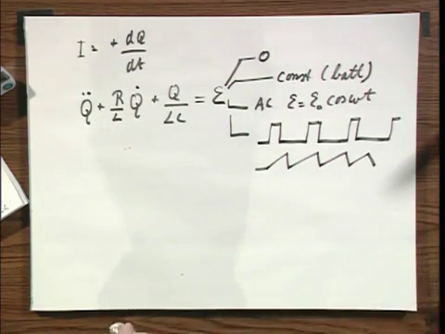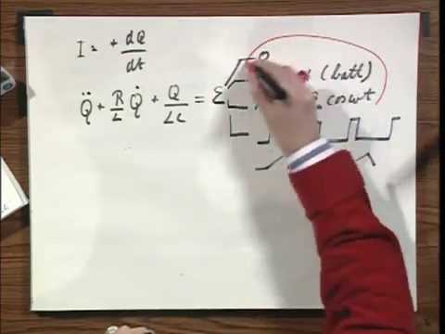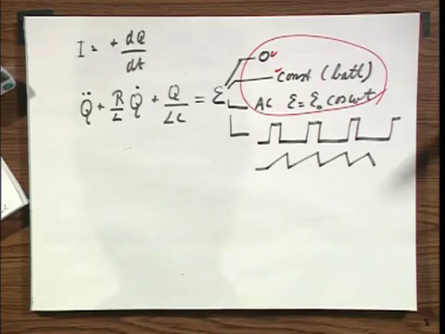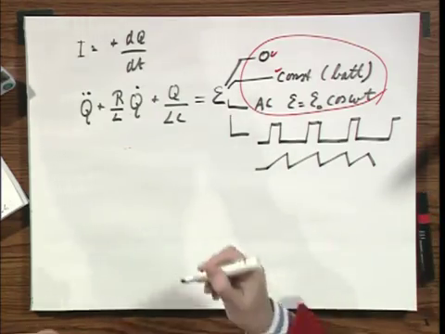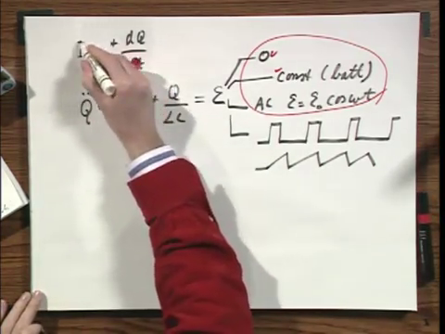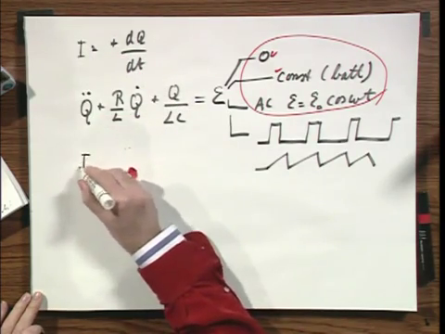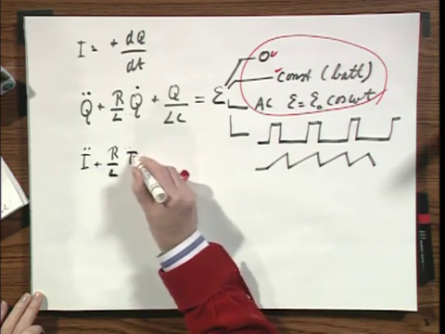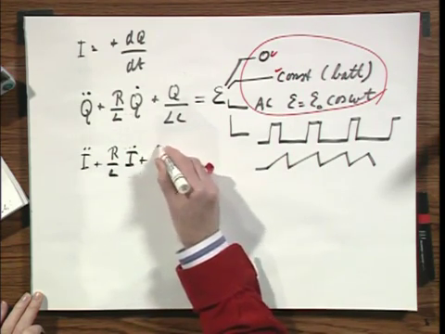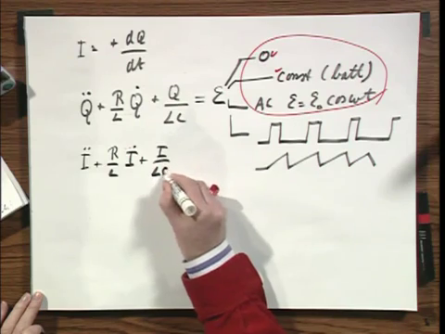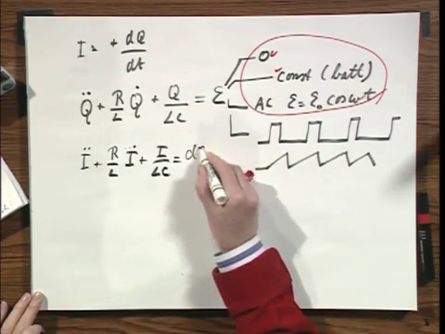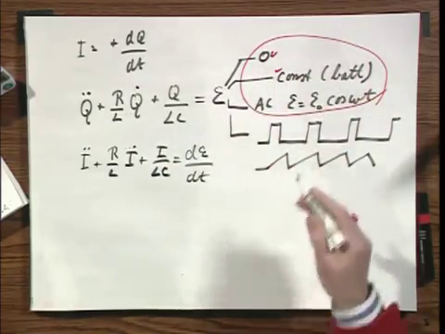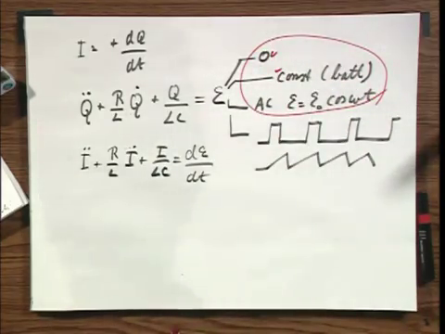We will only in 8.02 deal with these two, and I will first consider the first two. You can also write this one using I = dq/dt, that I double dot plus R divided by L times I dot plus I over LC equals dE/dt, the derivative of this driving voltage, so to speak.